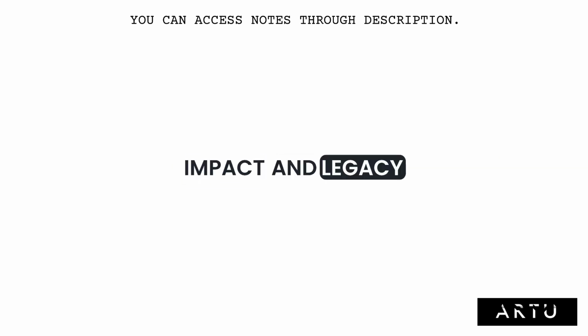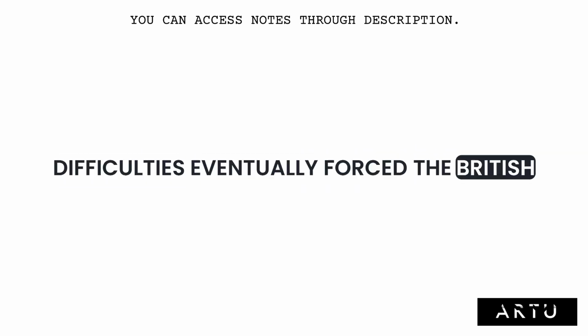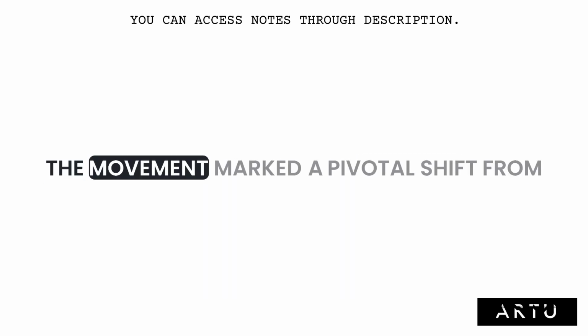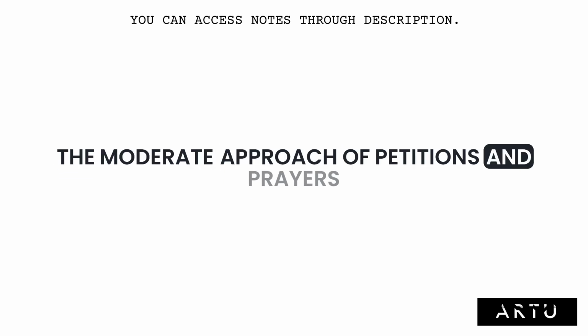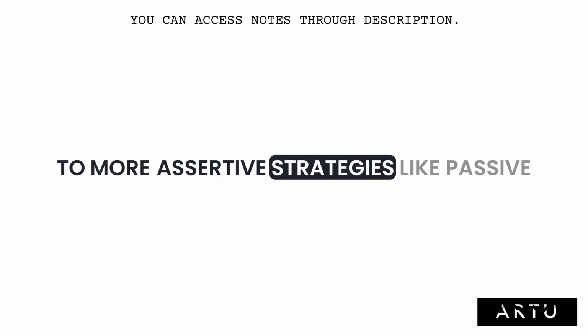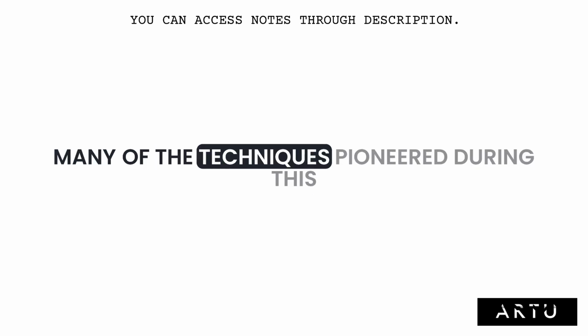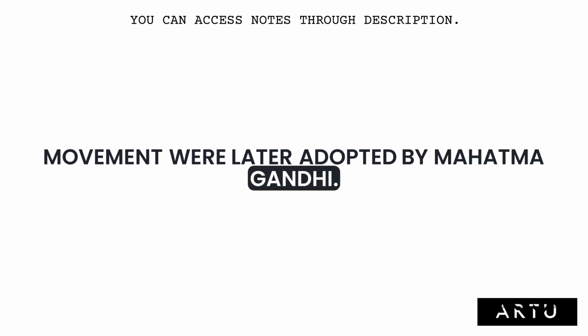Impact and legacy. Annulment of partition. The growing opposition and administrative difficulties eventually forced the British to annul the partition of Bengal in 1911. Shift in nationalist strategy. The movement marked a pivotal shift from the moderate approach of petitions and prayers to more assertive strategies like passive resistance and non-cooperation. Many of the techniques pioneered during this movement were later adopted by Mahatma Gandhi.